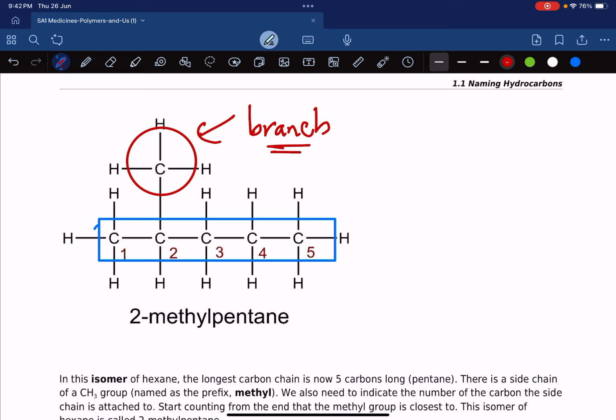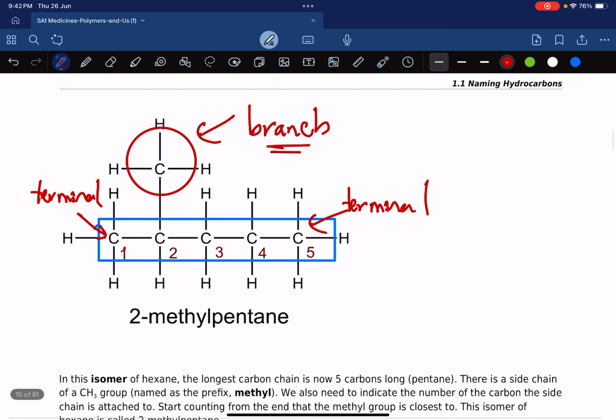When we're numbering, priority is always given to the functional group. The functional group must always get the smallest number. But if a functional group is not present, then we go with the branch. So the numbering will start from the terminal. This is terminal number 1. This is another terminal. Terminal means the end. So whenever there's a branch, the numbering must start from the terminal closest to the branch. That's why we started with 1, 2, 3.